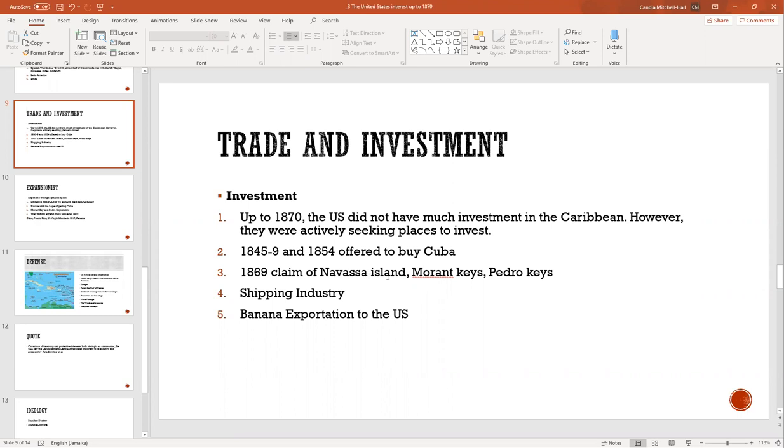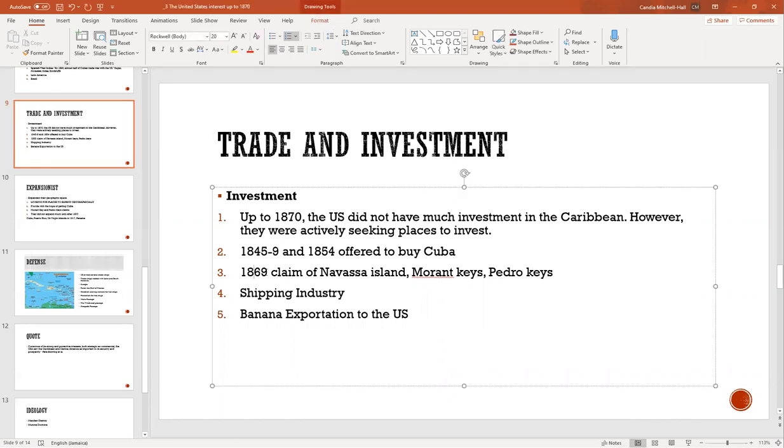And also, Navassa Island, between Jamaica and Haiti, the United States said that island belonged to them in the 1860s. They also claimed the Moran Keys and the Pedro Keys. So they wanted these places. And in fact, in around 1870, the Caribbean started to export bananas to the United States. And whose ship do you think they were exporting the bananas on? British. British ship. The United States. Yes, by this time it's the US ships.